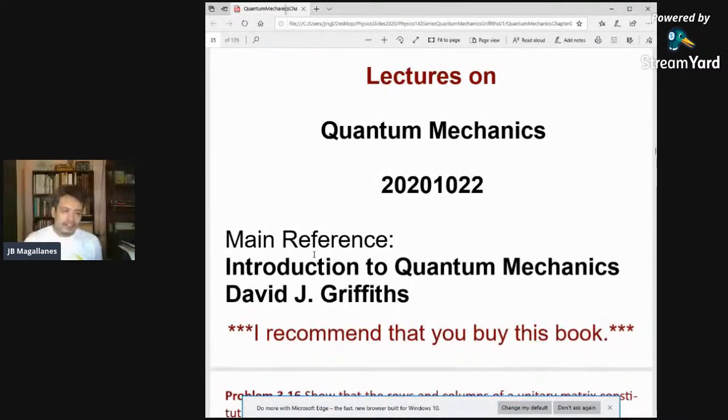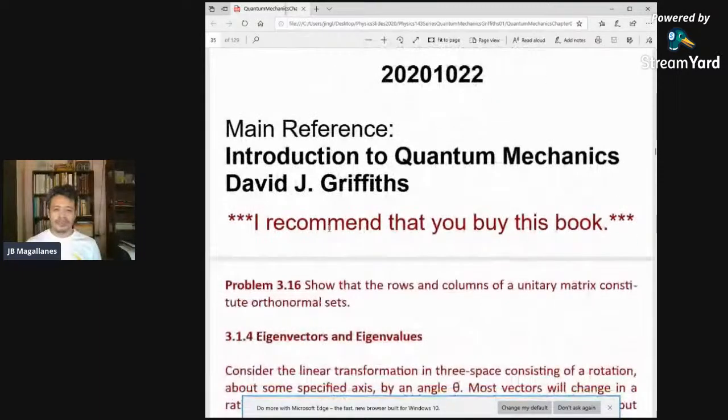And again, I'd like to reiterate our reference, Introduction to Quantum Mechanics by David J. Griffith. So please, buy this book if you have extra resources, because it's really worth it. You know all the details of this lecture, because most of the materials in this lecture are taken from this reference.